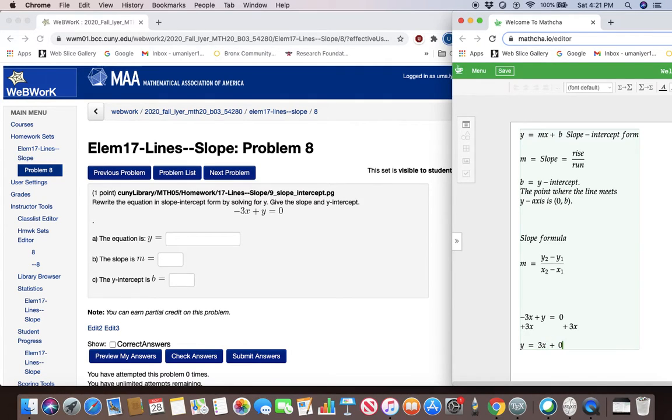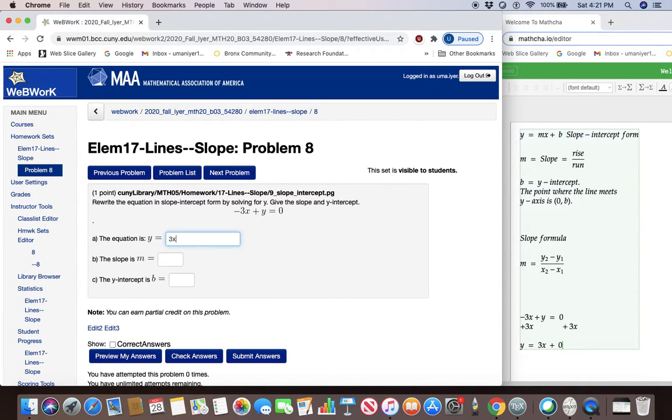Let me write it in a way that we can tell what's happening. So the equation y equals, that's filled in for us. I just have a 3x plus 0. You don't need to add the 0, but I am. What's the slope? Slope is the coefficient of the x term. That is, 3 is multiplying x. So that's the slope. Y-intercept is basically the constant term, right? The one without the variable.